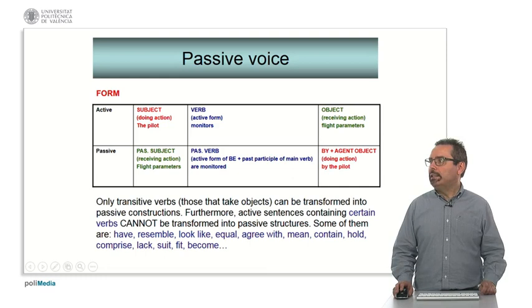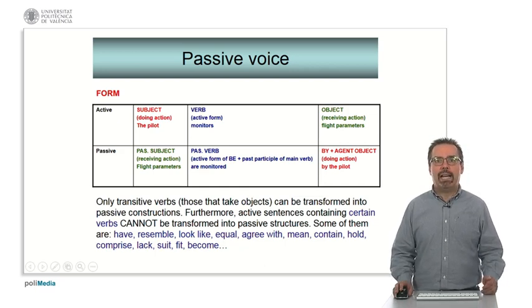In a passive sentence, the passive subject receives the action. It doesn't produce the action. The verb is in the passive form, as we will see in a minute, and sometimes we can include the person or the thing that carries out the action by means of the construction by plus the agent. For example, flight parameters are monitored by the pilot.